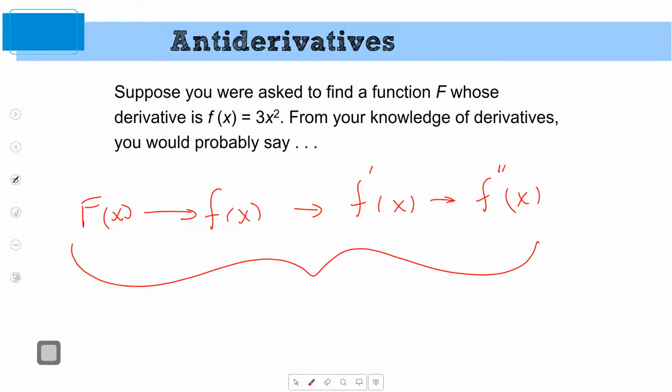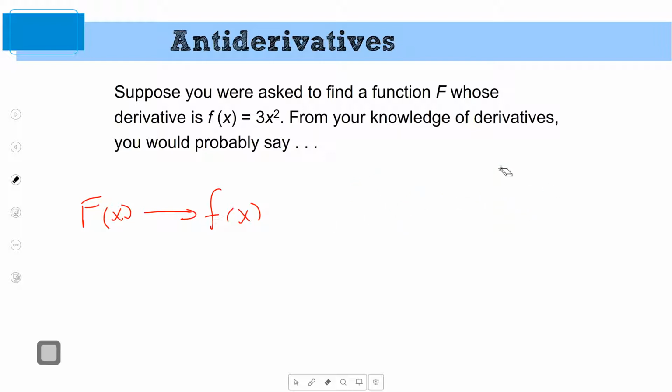So all 4 of these things are related. We've only done this so far going to the right. We'd like to be able to go to the left. And that's what we're going to talk about here. So, let's do this. What is the function that when I take the derivative of that function, I get 3x squared? X cubed. Easy peasy? Yes. Any problems? No.